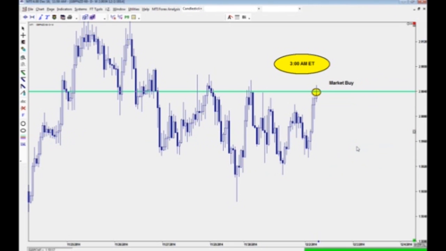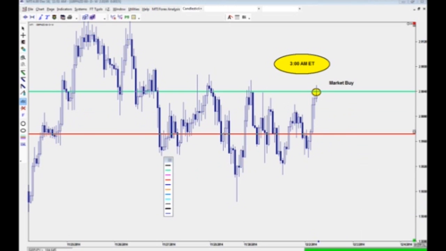After I cancel my opposite order, okay, we now need to place our stop. Now, I'm going to place my stop at the low of the 3 a.m. candle. Does that make sense? So once I place my stop at the low of the 3 a.m. candle, right there, there's my stop.